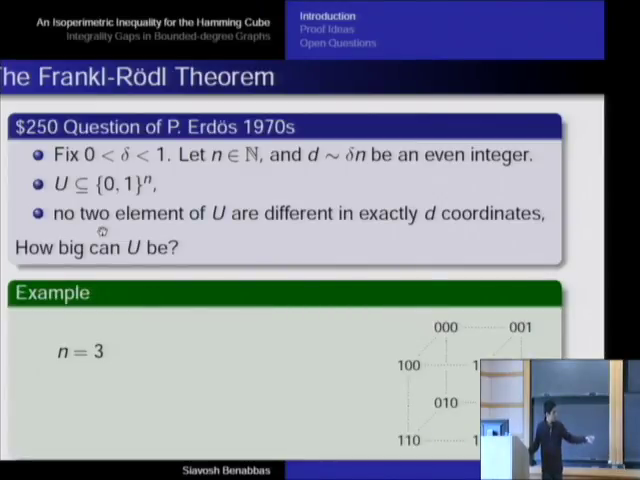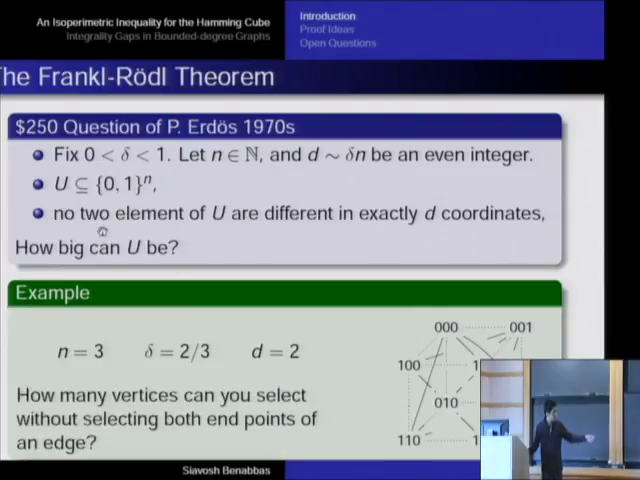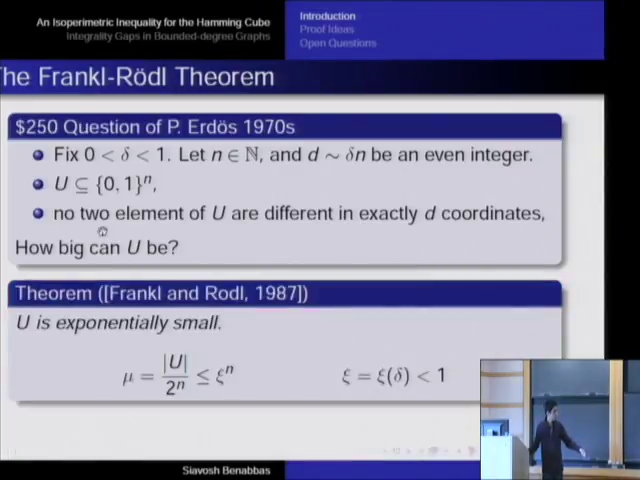So here is an example. n, for example, is 3. All the strings of length 3 are arranged in that nice cube there. And then let's say d is 2, delta is 2/3. So you connect, for example, 0, 0, 1 to all the strings which are different in 2 coordinates, 1, 0, 1, 1, 1, 0, and so on. And every other vertex is going to have 3 neighbors, so it's going to be a pretty dense graph. And then you ask, how many vertices can I select from this cube such that the endpoints of no edge are selected at the same time? So for example, here you can select 2 points.